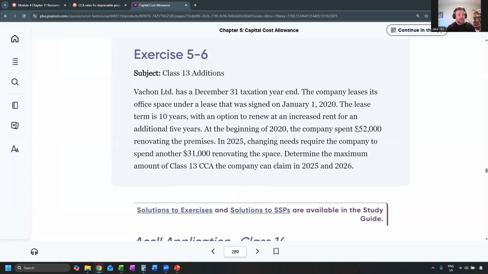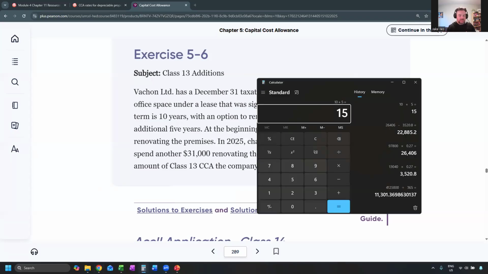Now in 2020, we spent $52,000. So $52,000 divided by 15 years is 3,467. We'll just do that for rounding. So every year we're going to amortize, we're going to deduct CCA of 3,467 so that when we get to the end of our lease, that leasehold improvement will be fully depreciated. Good?